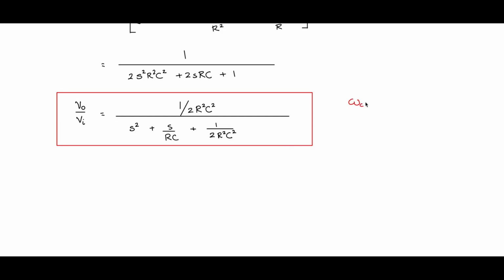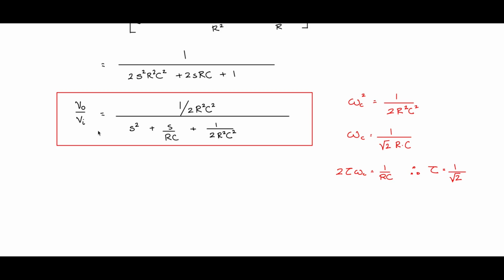And from the natural frequency, omega C squared is equal to 1/(2R²C²), and therefore omega C is 1/(√2 RC). So you can decide on the cutoff frequency by designing the value of RC appropriately. And this value, 2 zeta (damping ratio) into omega C, is equal to 1/RC. Omega C is 1/(√2 RC), and therefore the damping ratio is always 1/√2.